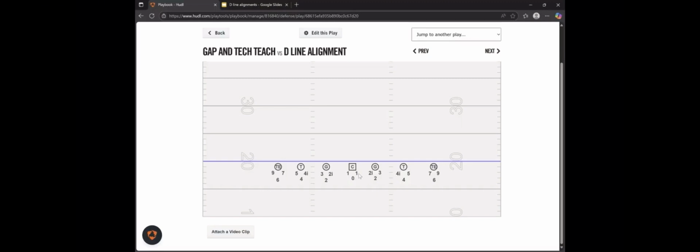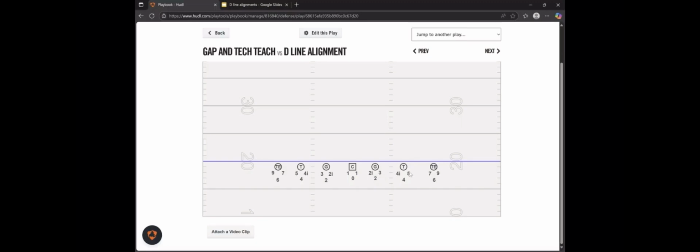To the right or the left of the center, the outside shoulder is called a one technique. Moving over to the guard, the inside shoulder of the guard is a 2-eye, head up is a 2, and the outside shoulder of the guard is a 3 technique.